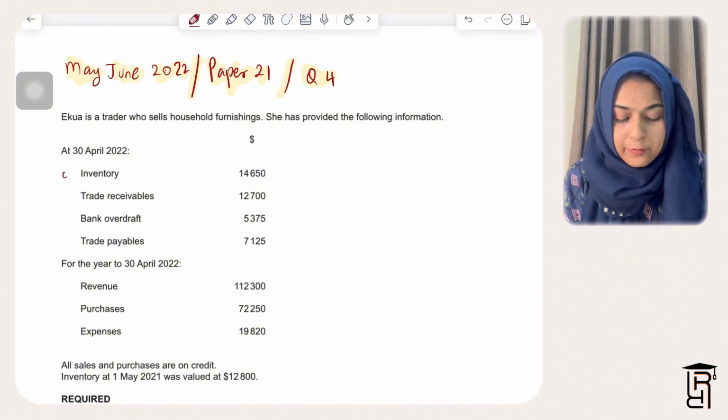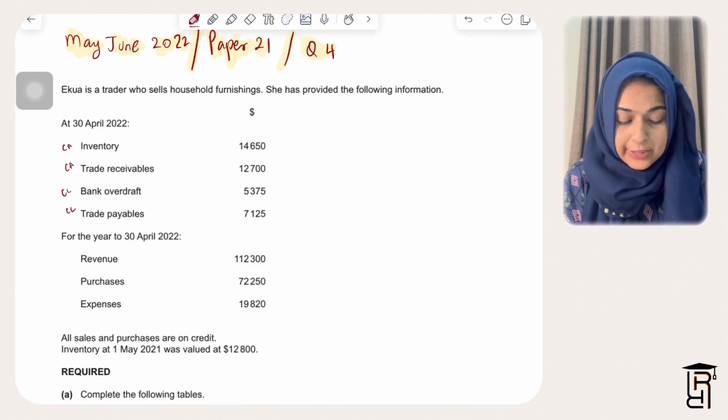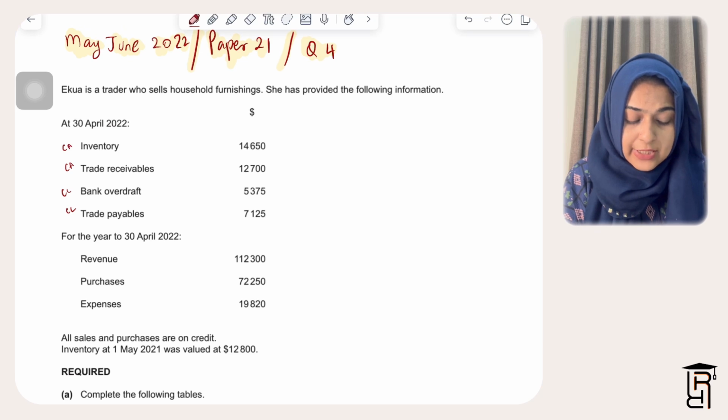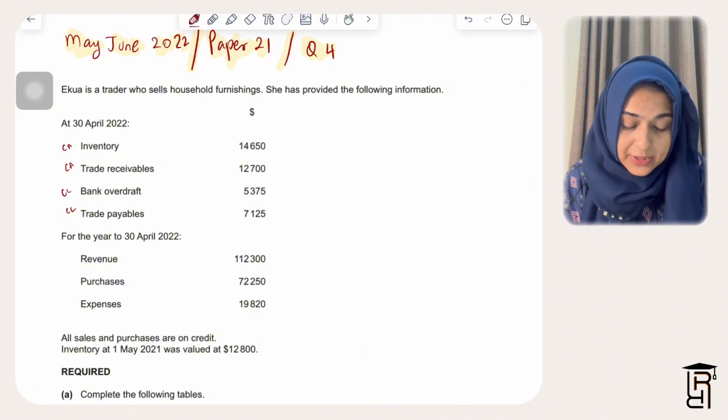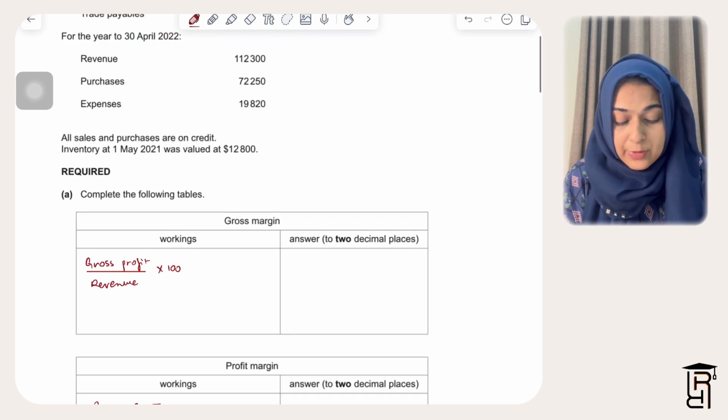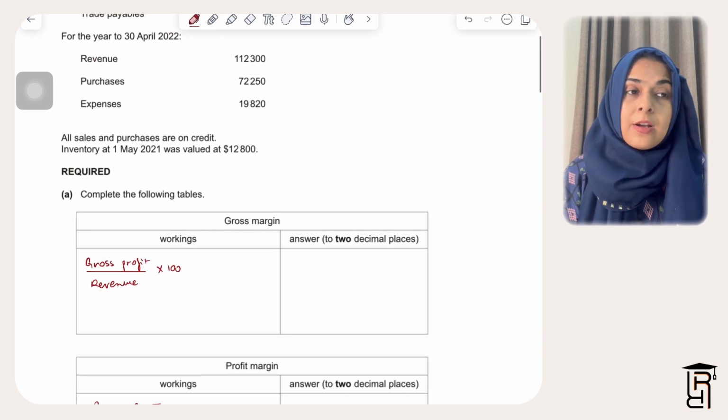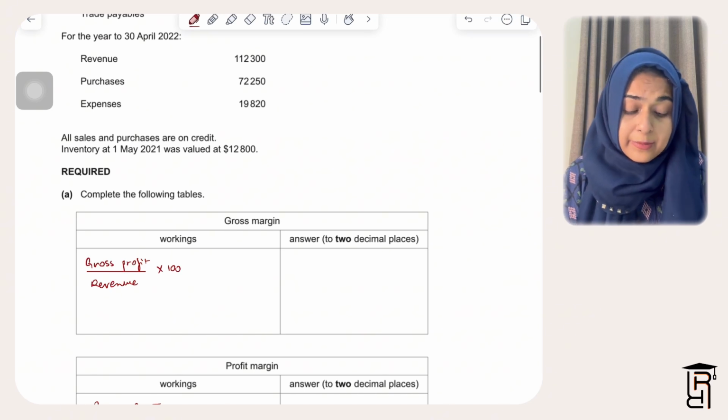Then they're saying for the year to 30th April 2022, they have given you revenue, purchases, and expenses. And then they're saying all sales and purchases are on credit. Inventory at 1st May 2021 was valued at 12,800. This is my opening inventory. Then they are saying calculate the following, so complete the following tables. You need to calculate gross margin. The formula for gross margin is gross profit divided by revenue multiplied by 100.